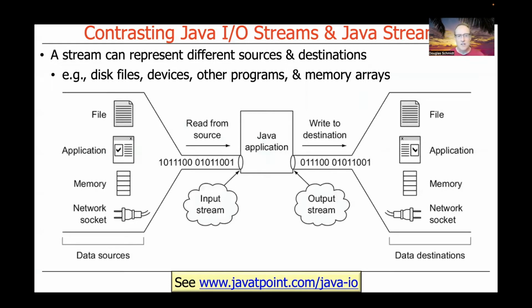You can have sources be disk files. You can have various devices like network interfaces. You can have other programs communicate. You can store data in memory. And the same thing holds true for the destination as well. So you can read and write from different sources and to different destinations.